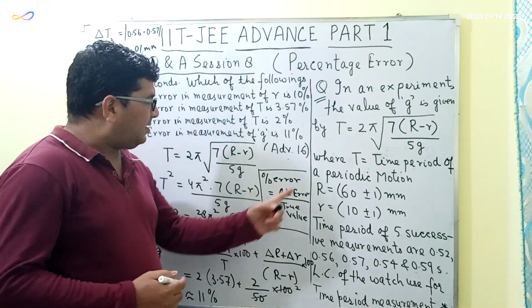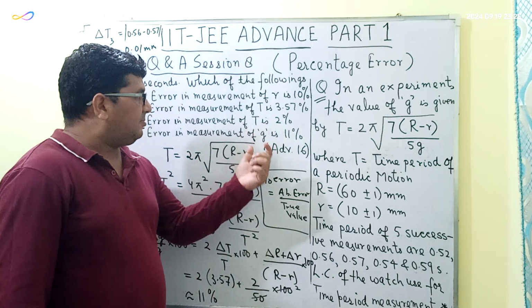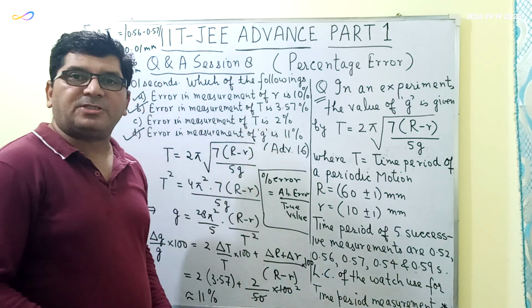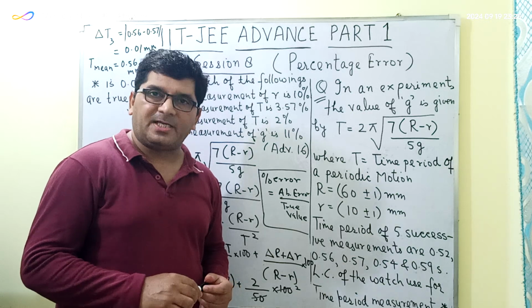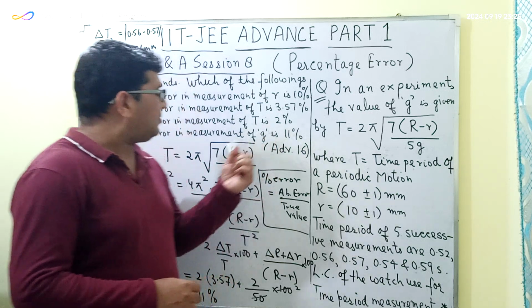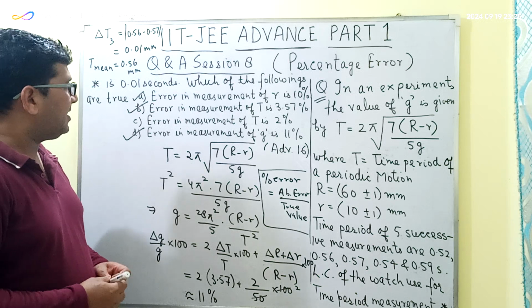Normally in the advanced paper, there are more than one option which are found to be correct. So in this question there were 3 options, that is A, B and D, which are found to be correct.